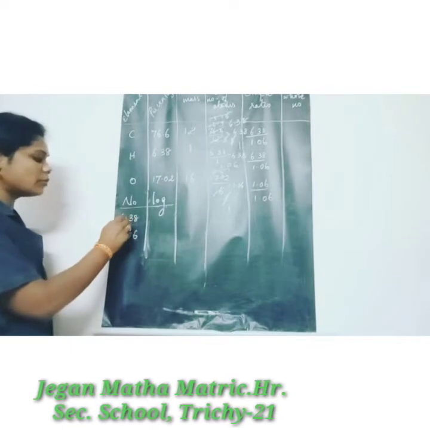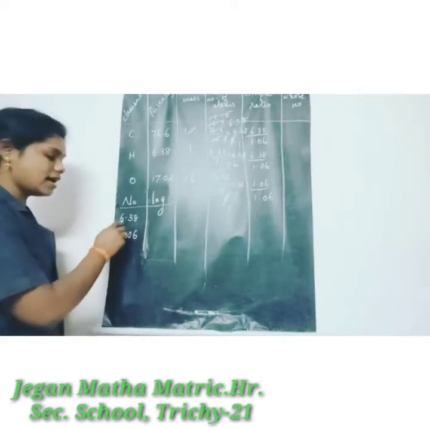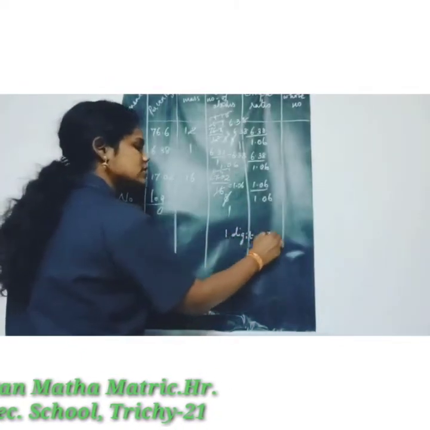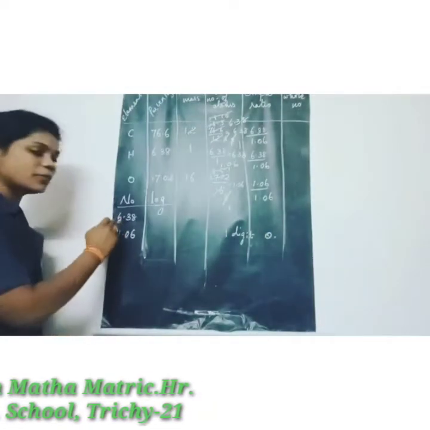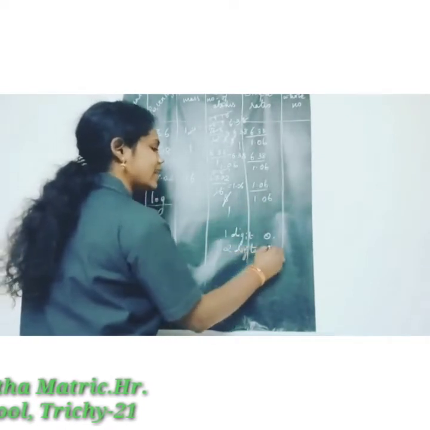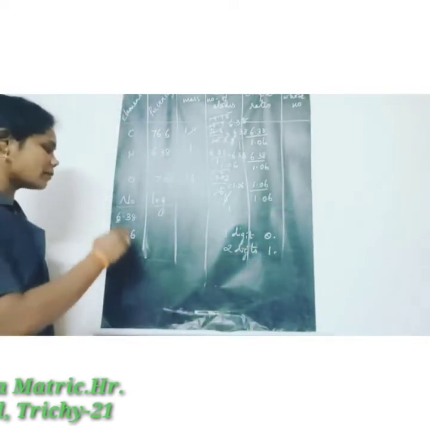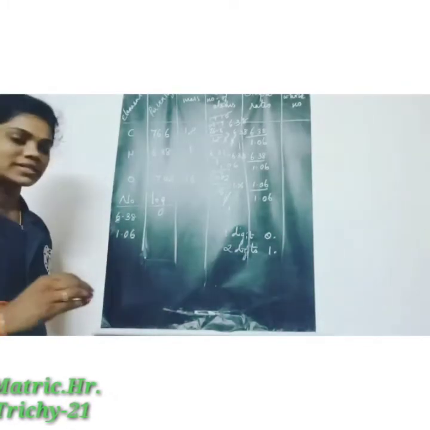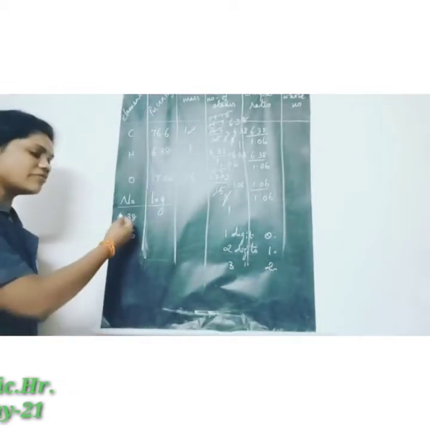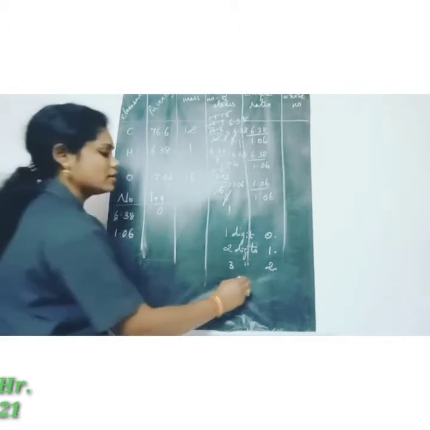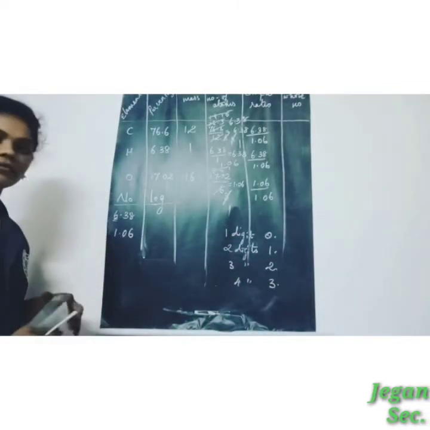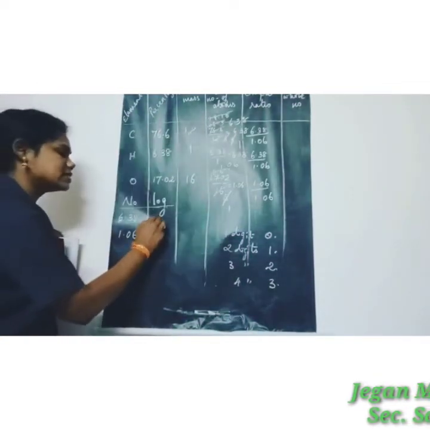First we see how many digits are present before the decimal point. Here only one digit is present, which means we take 0 point. Suppose two digits are present before the point, then we take 1 point. Suppose three digits, then 2 point. Suppose four digits, then 3 point. That is the first step. Here only one digit is present before the point, so you take 0 point.